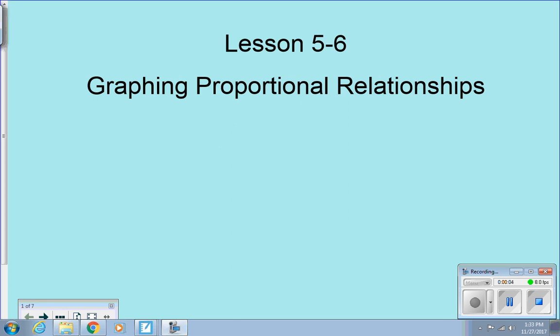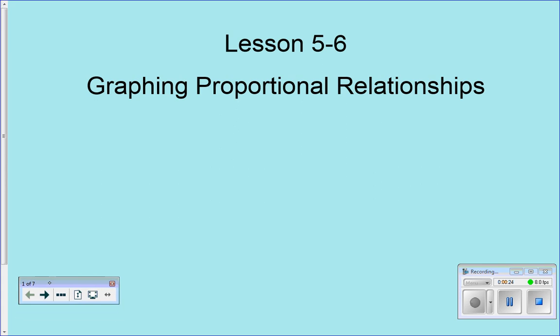Alright, so lesson 5-6 is graphing proportional relationships. Remember what you did before: they gave you a table and you had to fill out the rest of the table. We're going to be doing stuff like that today, and then we're going to take that and graph it, putting it onto a line graph. So you had to know how to do last Monday's to be able to do today's.